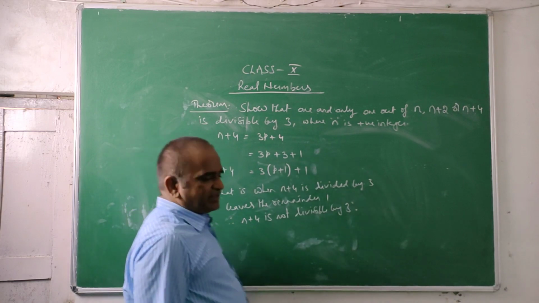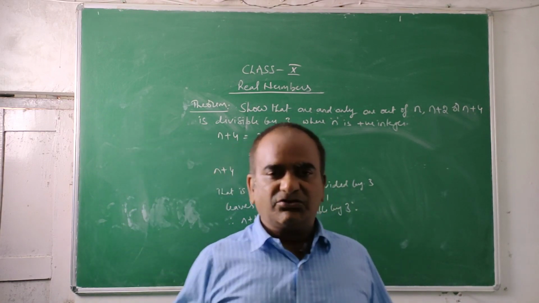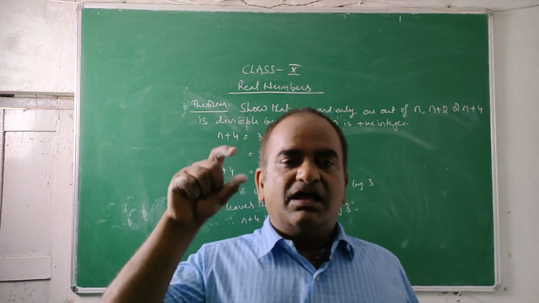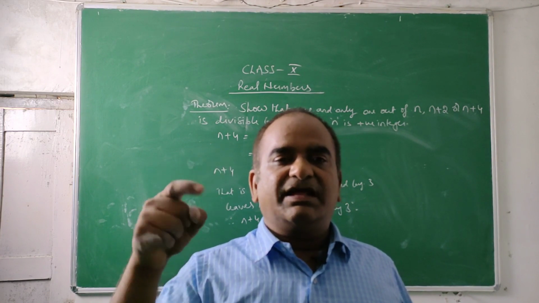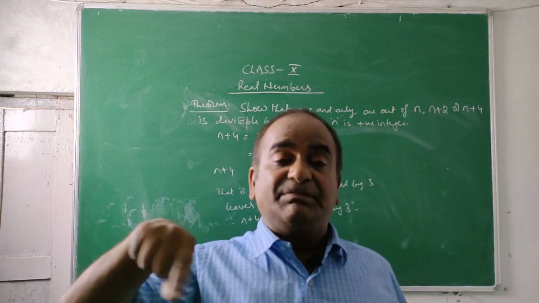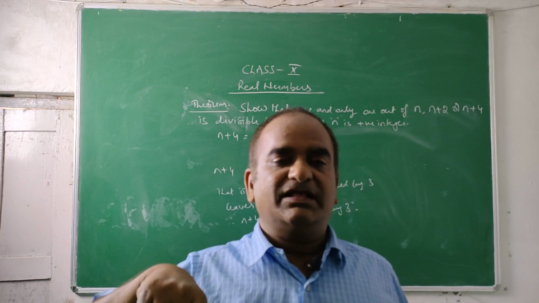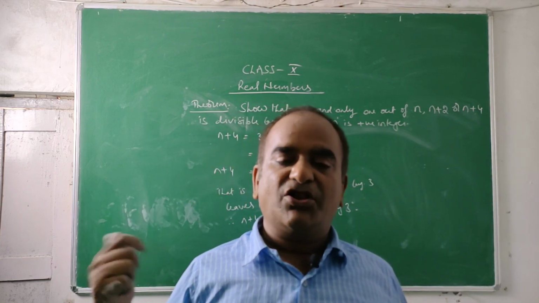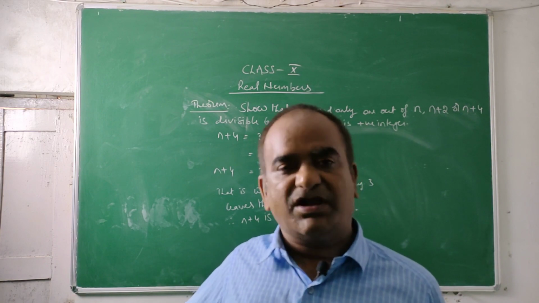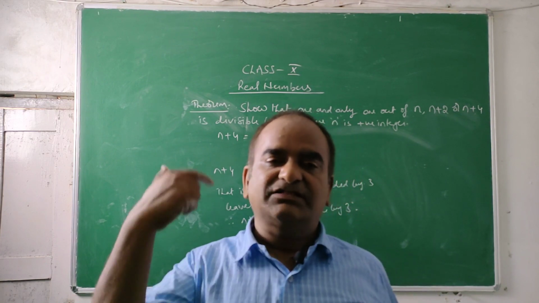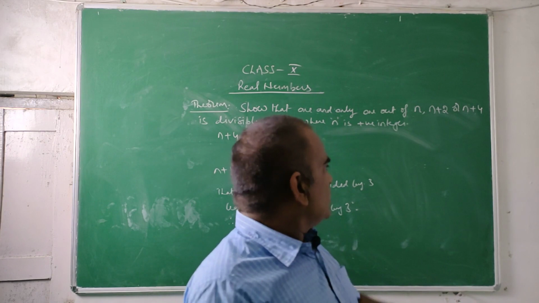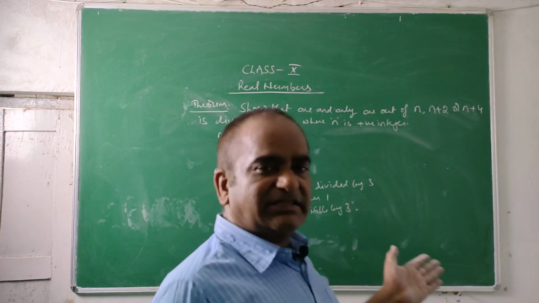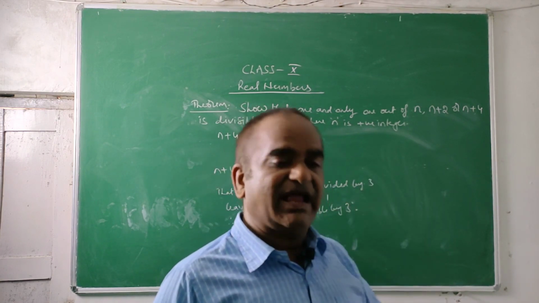Understood? So, in case 1, when we took n as 3p, n itself is divisible by 3. So the other two numbers, n plus 2 and n plus 4, are not divisible by 3. We have proved it now here. So now let us go for another case. Let us choose n as 3p plus 1. This is the second case.